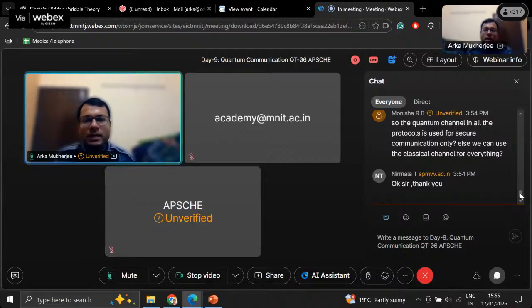Okay, so keys are not sent directly over the channel, only some data is sent in the form of qubits in the quantum channel. Then the role of the classical channel also comes, and then the key is generated. So the role of the quantum channel is to send the qubits in the form of single photons from Alice to Bob.